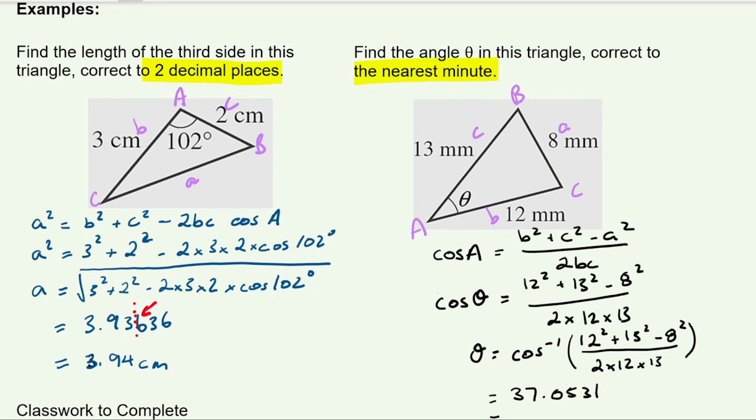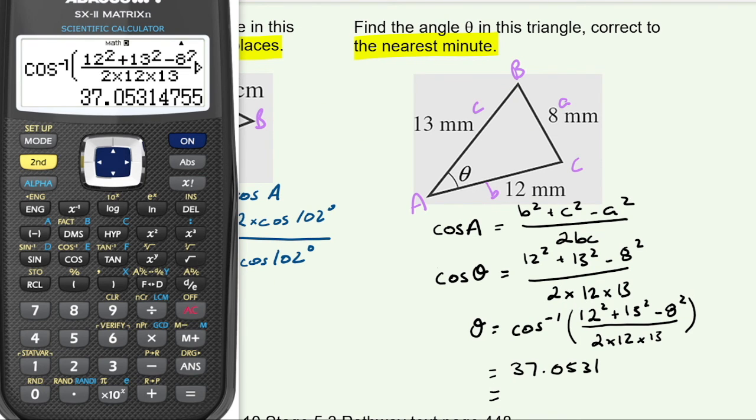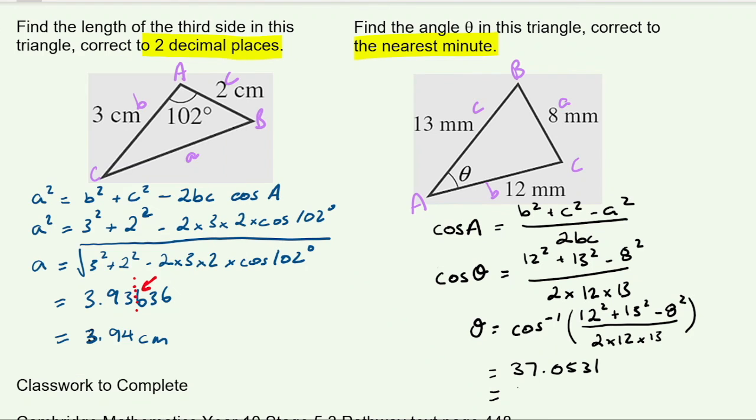Now this has been asked to be found to the nearest minute. So if I go back to my calculator, that's when I need to press our DMS button. Okay, so I hit that button and you can see here it's 37 degrees and 3 minutes. 37 degrees, 3 minutes. And that's it. That's how you use the cosine rule. Hopefully this video has been a little bit of a help and informative.